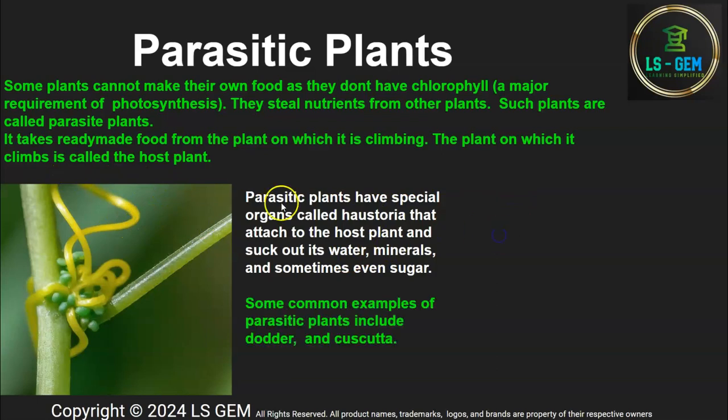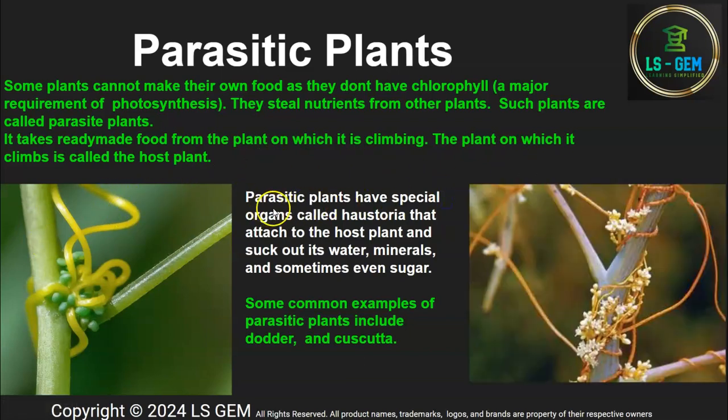It takes ready-made food from the plant on which it is climbing. The plant on which it climbs is called the host plant. Parasitic plants have special organs called haustoria that attach to the host plant and suck out its water, minerals, and sometimes even sugar. Some common examples of parasitic plants include dodder and cuscuta.